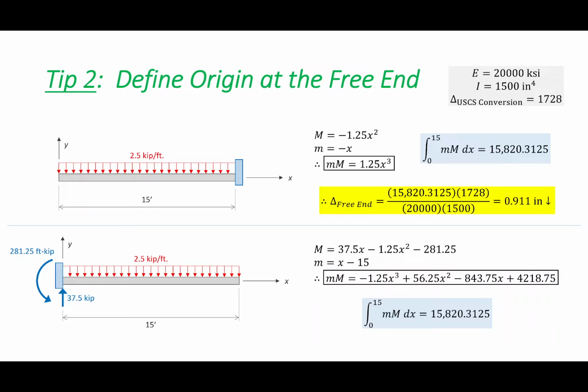I'm saying that I did a much easier problem than you would have done if you put the origin here, okay? The tip is to put the origin at the free end because you don't have to deal with all this nonsense. I'm not saying that'll always work in every case, but more often than not, if you're defining the origin at the free end, less algebra, less nonsense. Does that make sense? Again, the beam doesn't care if you flip it over.